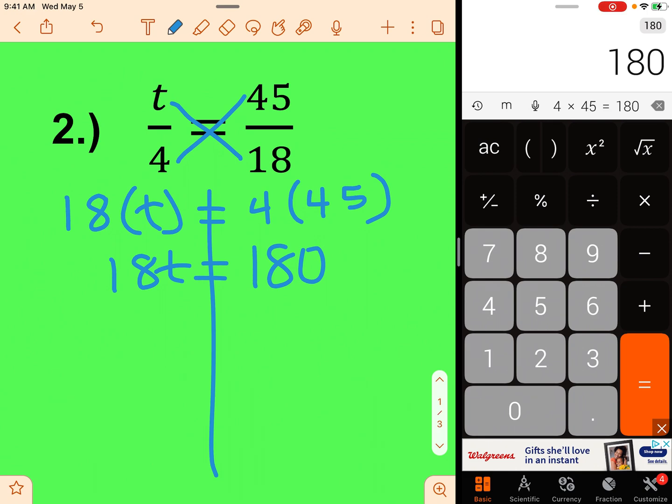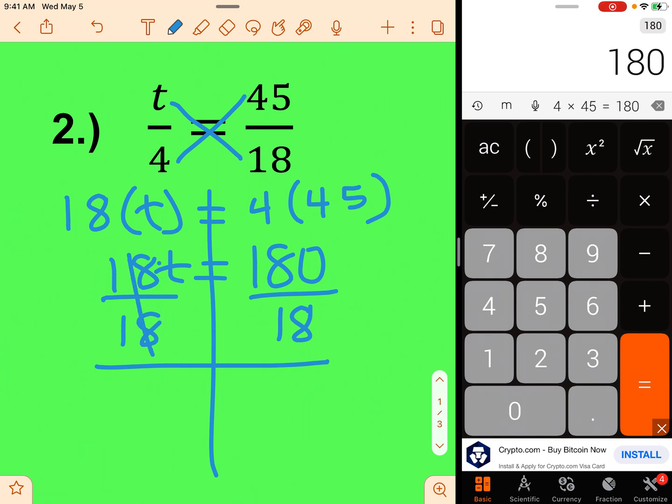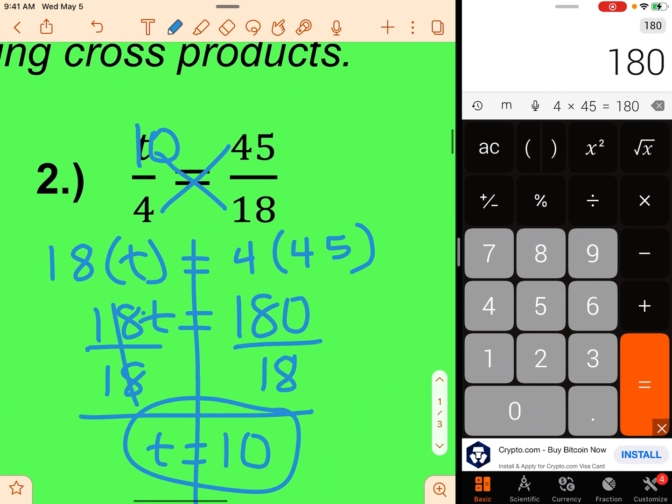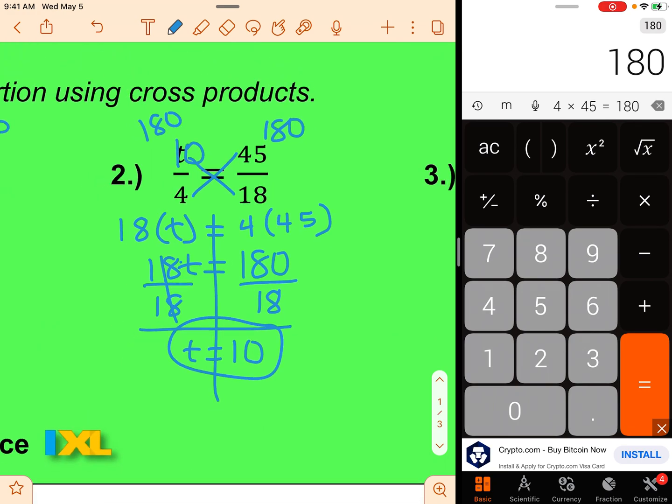We want t by itself. We need to get rid of that 18. Remember, it's 18 times t. The opposite of times is divide, so we're going to divide both sides by 18. Our 18's cancel out. We're just left with t. 180 divided by 18 gives us 10. Again, you could check your work, plug 10 in there. 10 times 18 is 180. 4 times 45 is also 180, so we are good.